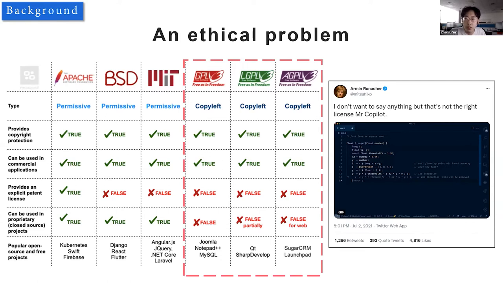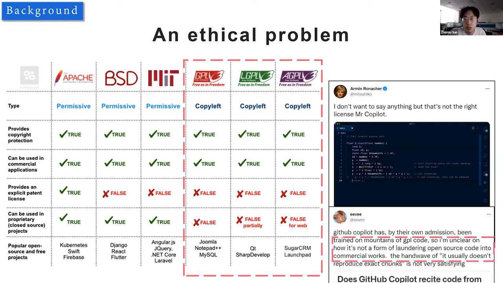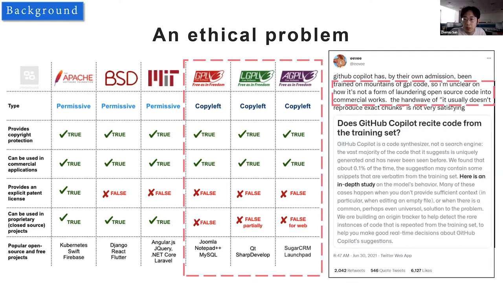Copilot believes that training with open source code, regardless of their license, is fair use. But many developers don't think so. A lot of concerns have been raised by the open source communities. For example, a developer thinks that it is a form of laundering open source code into commercial code.